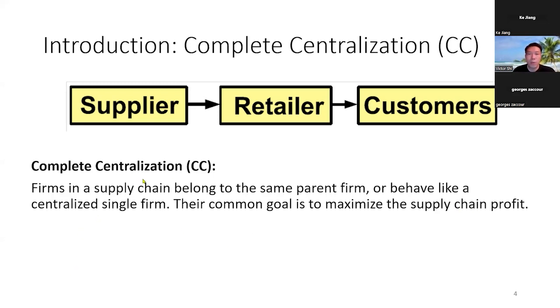So in a supply chain which is in complete centralization, the common goal of all the firms is to maximize the supply chain profit, right? So intuitively, complete centralization is better because the basic principle is you can make the pie as big as possible, then you can share the pie, right?